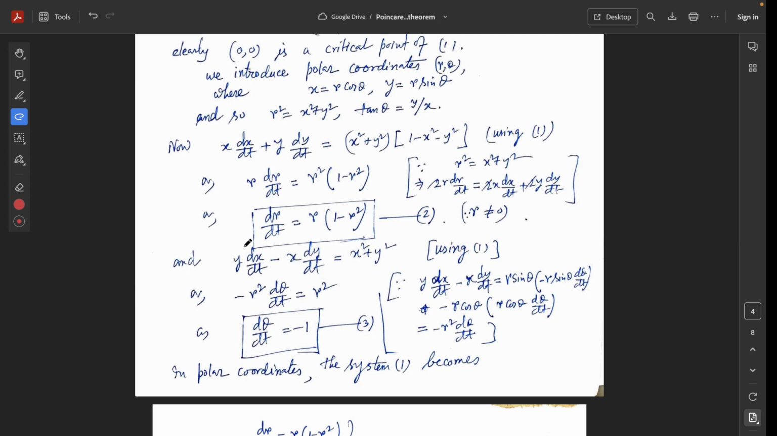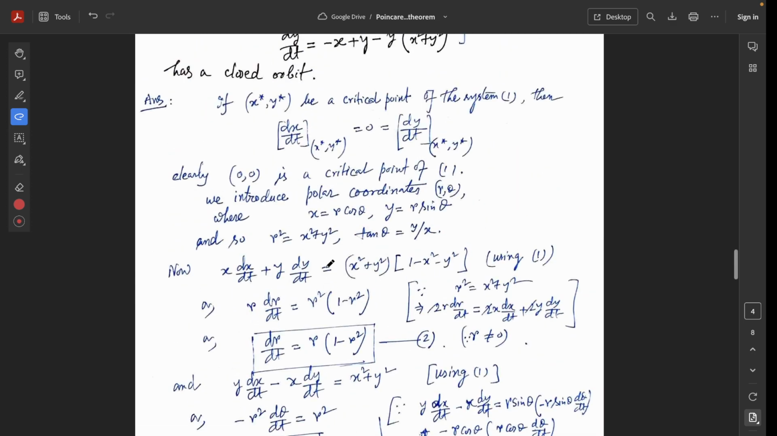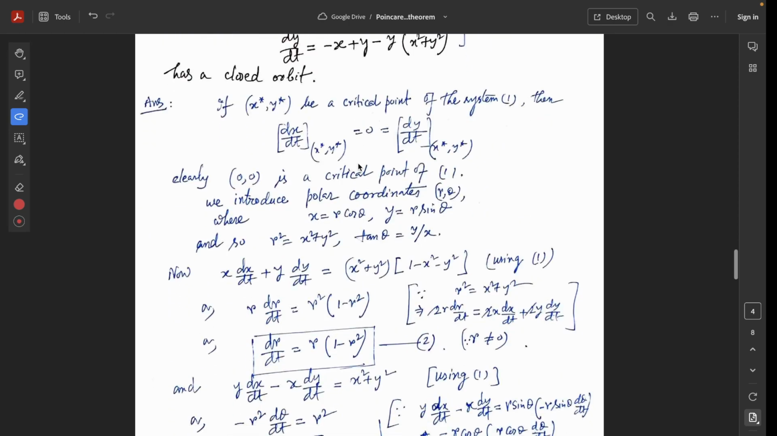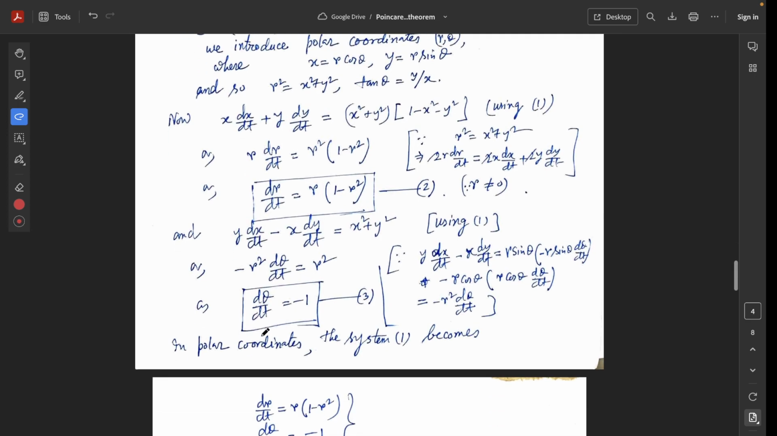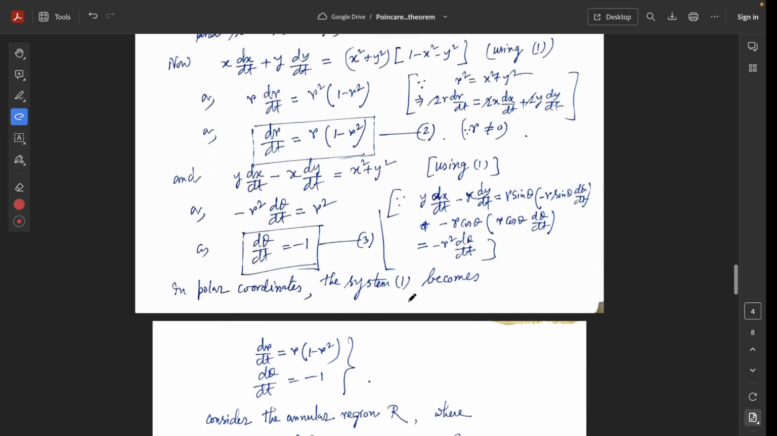Similarly, if we put the values of dx/dt and dy/dt from system 1, and after simplification, we get this result. Now, y dx/dt minus x dy/dt: put the value of y equal to r sin theta, and dx/dt equal to minus r sin theta d theta/dt, and x equal to r cos theta, dy/dt equal to r cos theta d theta/dt. So, after simplification, we get minus r square d theta/dt. So minus r square d theta/dt equal to r square. Cancel r square from both sides. We get d theta/dt equal to minus 1.